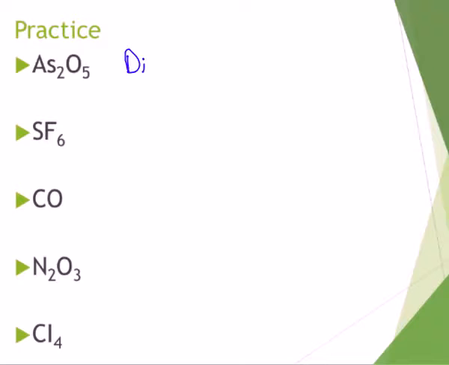Di, and then what's the element? AS is? Arsenic. So diarsenic is what this would be. It's only if the prefix ends in A or O. So di is an I, so it's diarsenic.